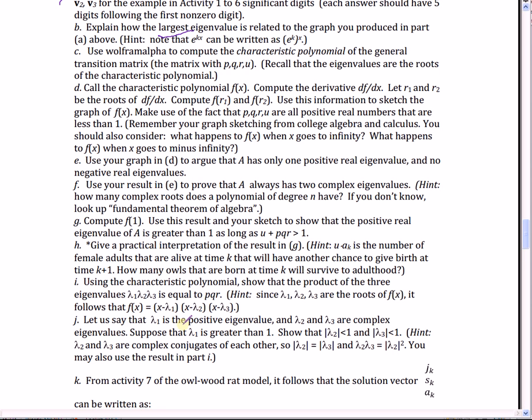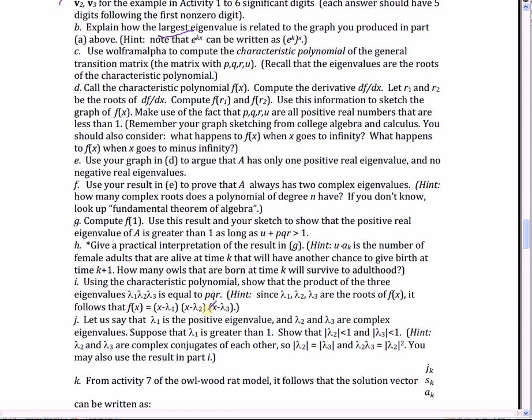Now, suppose that lambda 1 is greater than 1. Remember, the practical significance of lambda 1 greater than 1 means that the population eventually is growing. In that case, you can show that lambda 2 is less than 1 and lambda 3 is less than 1. Here I give you a little hint. You're going to do some algebra to show that lambda 1 is greater than 1. Use the result in part I.